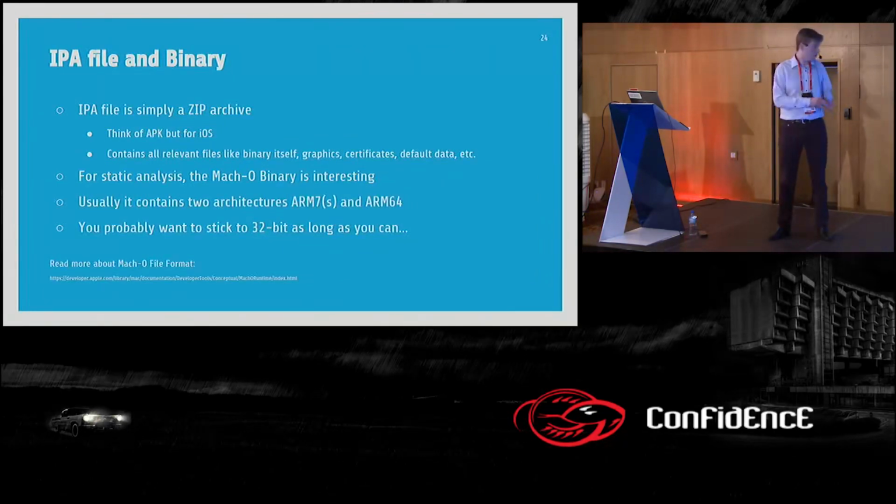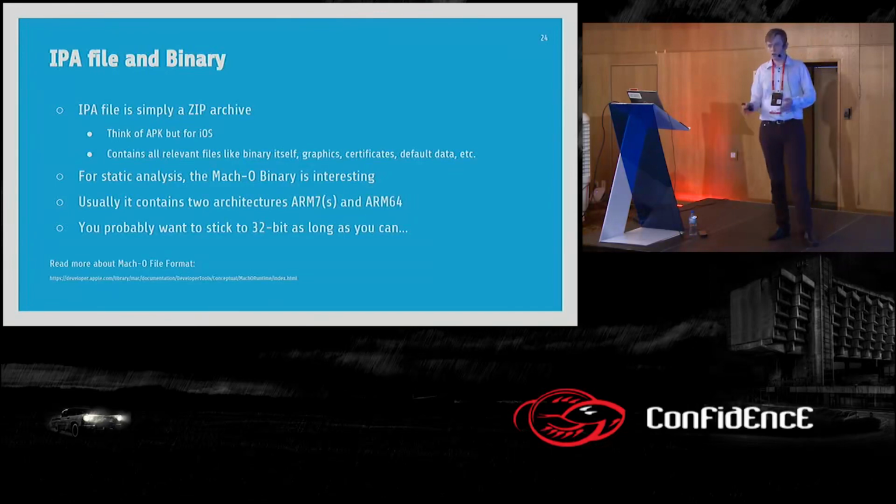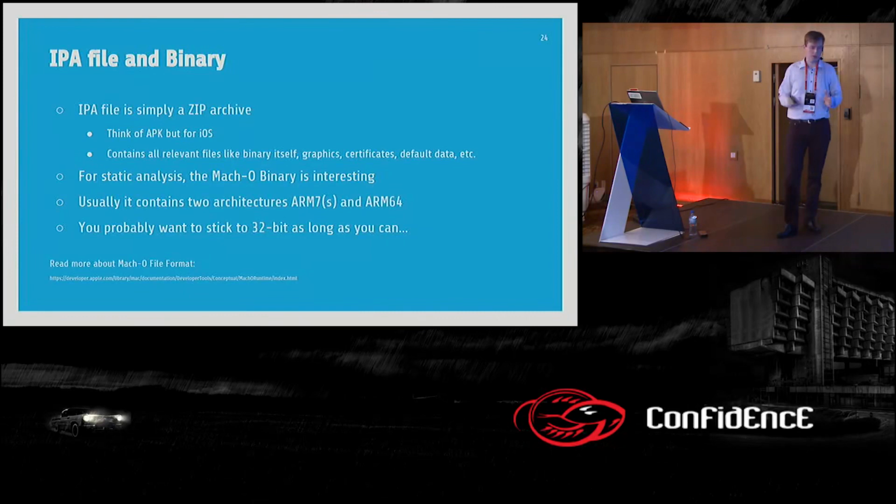We're now focusing on the application. On Android, as some of you know, the applications are packaged in APK files. In iOS, this is an IPA file. IPA is simply a zip archive. You just rename it or you unzip it, and you have all the bundle. You have the application binary and all the static data that is required for the application, so graphics, certificates, any other code.